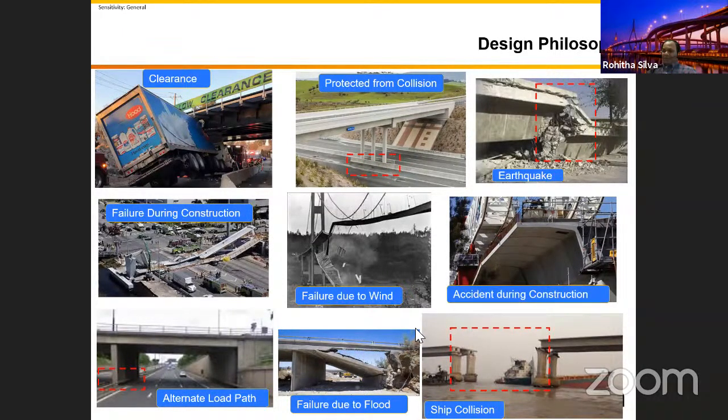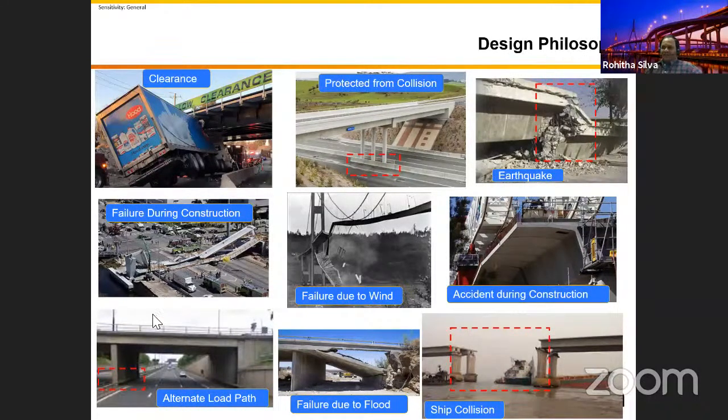And the other one in the bottom right hand corner, this is one of the famous incidents as well, the ship collision. You can see there's a ship collision, the bridge has one span already gone, right? One span already gone, and then you can't use this bridge anymore. You had to rebuild this one again, the ship collision. So when you are designing a bridge in a waterway, you have to consider that one.